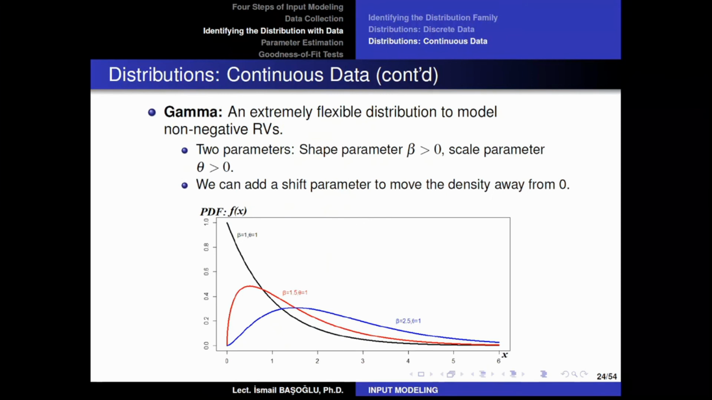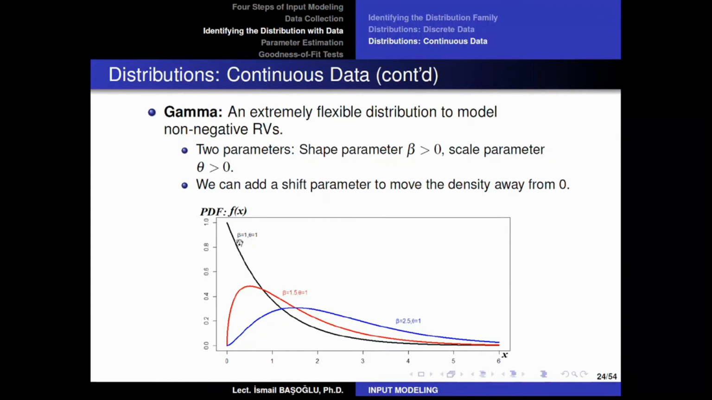The gamma distribution is another distribution, which is one of the most flexible distributions to model non-negative random variables. So if you have data with non-negative observations, the gamma distribution can be a very good candidate to model it. Why? Because it is very flexible. It has two parameters, the shape parameter and the scale parameter. The shape parameter is called beta, and the scale parameter is called theta.